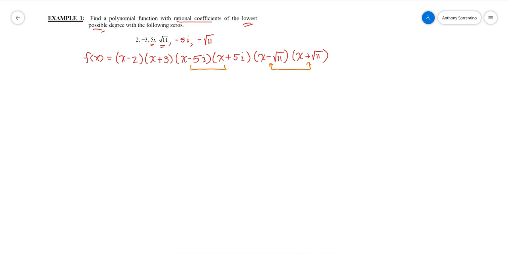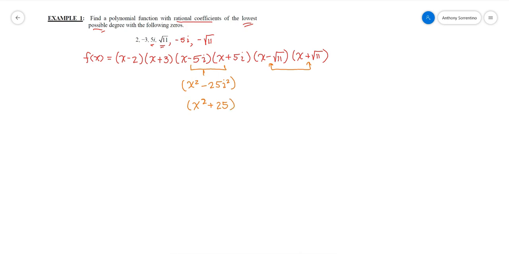So I can actually take a shortcut and say, well, this is going to be x times x, which is x squared, negative 5i times positive 5i is a minus 25i squared, which is not something we would tend to write in that format. So I could say that that's going to be x squared plus 25 because i squared is -1.